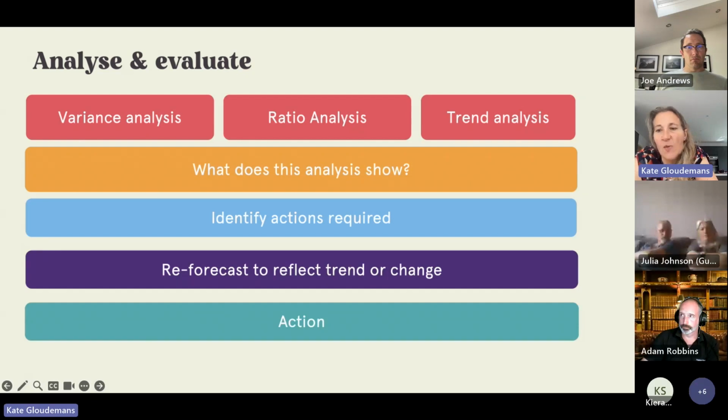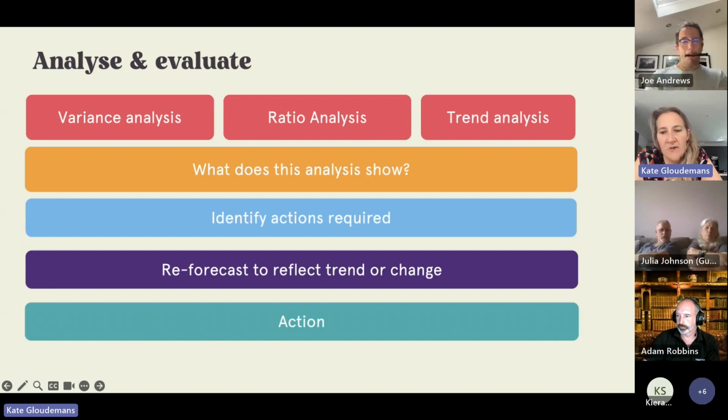You then need to ask yourself what the analysis shows and investigate what it requires. As I say, you then need to work out what actions you need to take and reforecast to reflect the trends. So if you can see that your sales are dropping, you need to reforecast to reflect that and then work out what you need to do. How does that flow into your cash flow? Do you need to take any other actions, like cut back costs, for example?